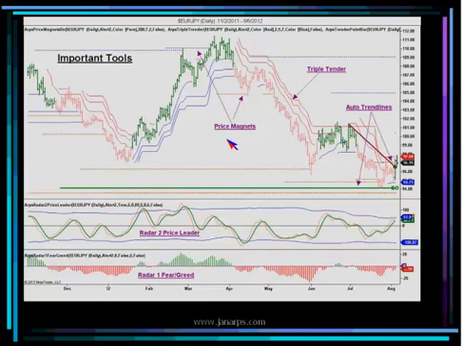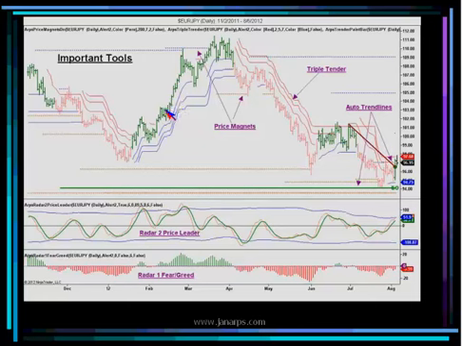And let me introduce you to this tool, the Price Magnets. It's brand new for NinjaTrader. It's been on some of our other platforms for quite a while. It's the tool we use to identify our profit targets. So in order to make your target, you have to have a target. And this is one of our primary tools for doing that.